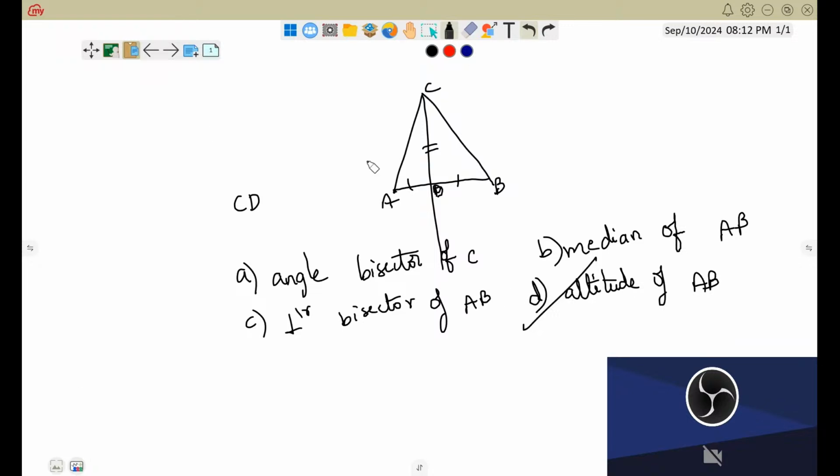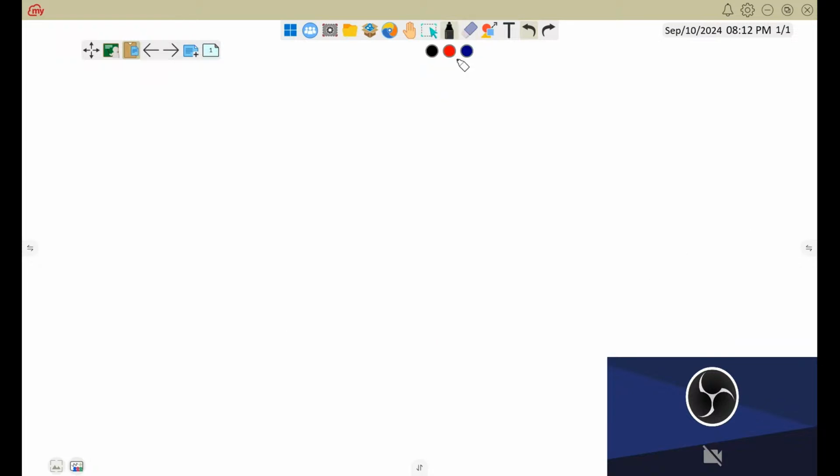Next. Shall we go to the eighth one? Eighth problem. The point where the medians of a triangle are concurrent is called. See, it is a new topic to you.